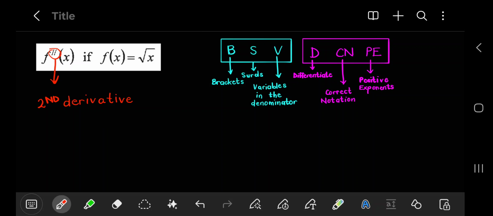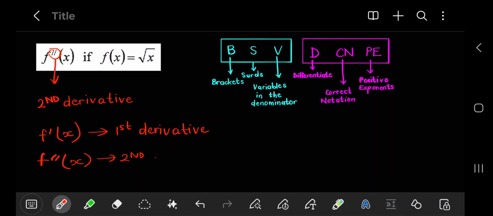At the moment, this might be something fairly new to you because you're just introduced to first derivatives. But yes, second derivatives do exist as well. How do we do this? In order for you to get a second derivative, you need to get the first derivative first, meaning you need to get f prime x. So f prime x is the first derivative. Then only you can get f double prime x, which is known as the second derivative.